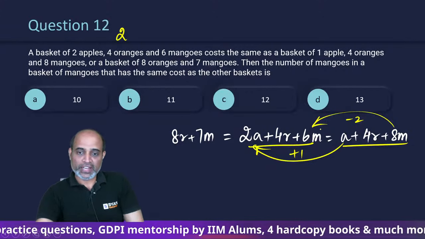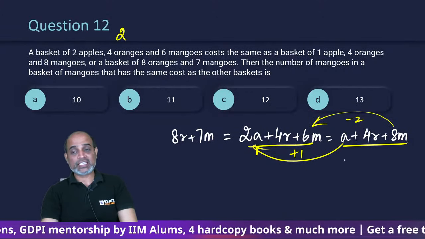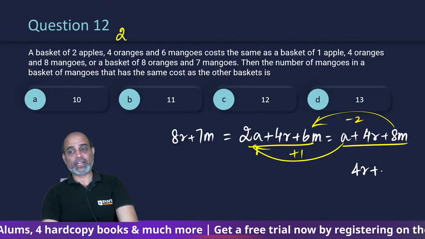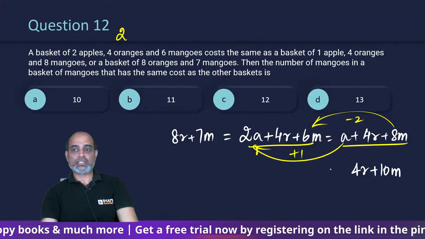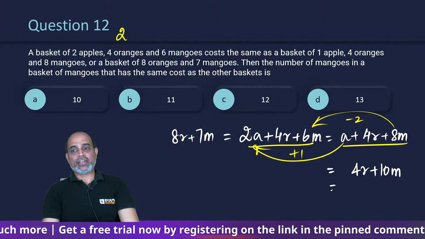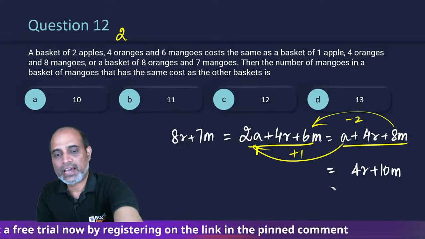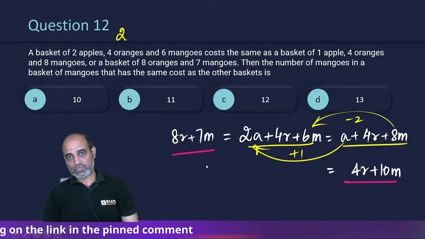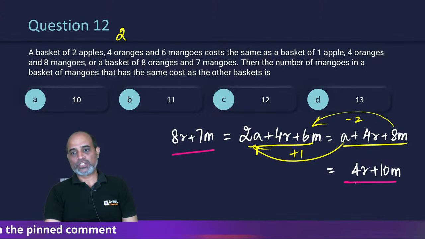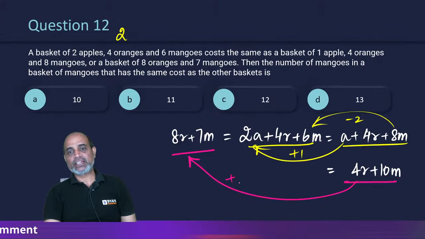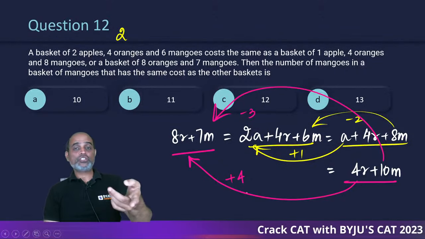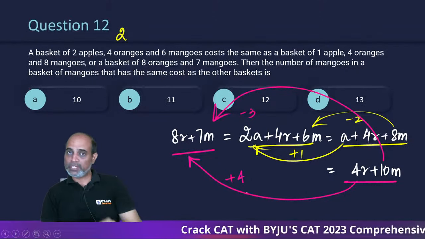So if I continue like this and if I decrease that apple, so I will have no apple here, I will have 4 oranges, and instead of 8 mangoes I will have 10 mangoes. ये भी वही basket है, right? Now if I look at these two, they both are made up of only oranges and mangoes. If you compare these two, you will realize that if I increase oranges by 4, the number of mangoes will decrease by 3 or vice versa. Oranges को 4 से कम करोगे तो mangoes 3 से बढ़ जाएंगे.